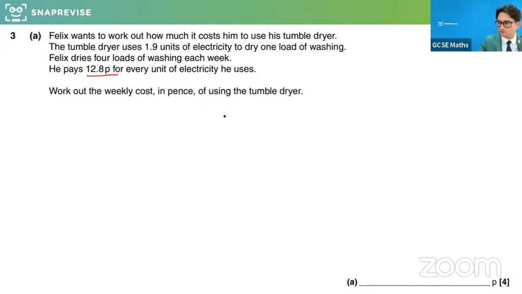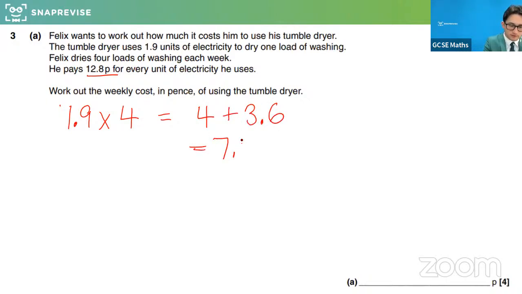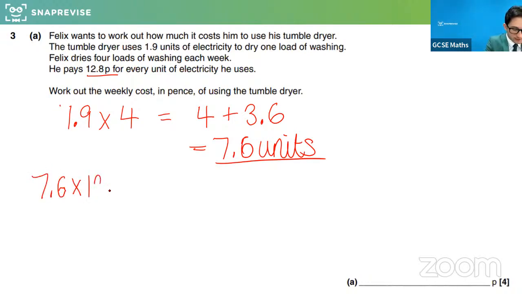So what we want to do is work this out. 1.9 times 4 is going to be, well, 4 times 1 is 4, and 4 times 0.9 is 3.6. So 7.6 units per week is what Felix is using. And each unit costs 12.8p. So I want to do 7.6 times 12.8. So what I'm going to do is I'm going to do 128 times 76.